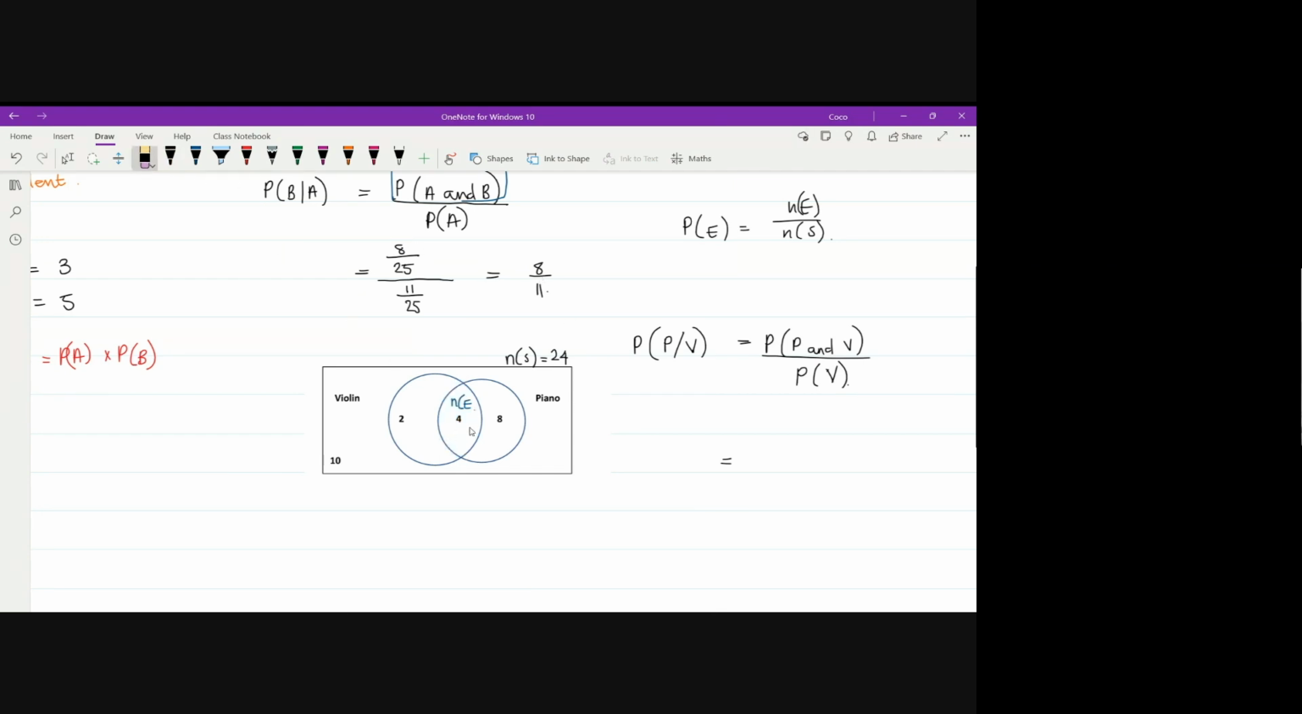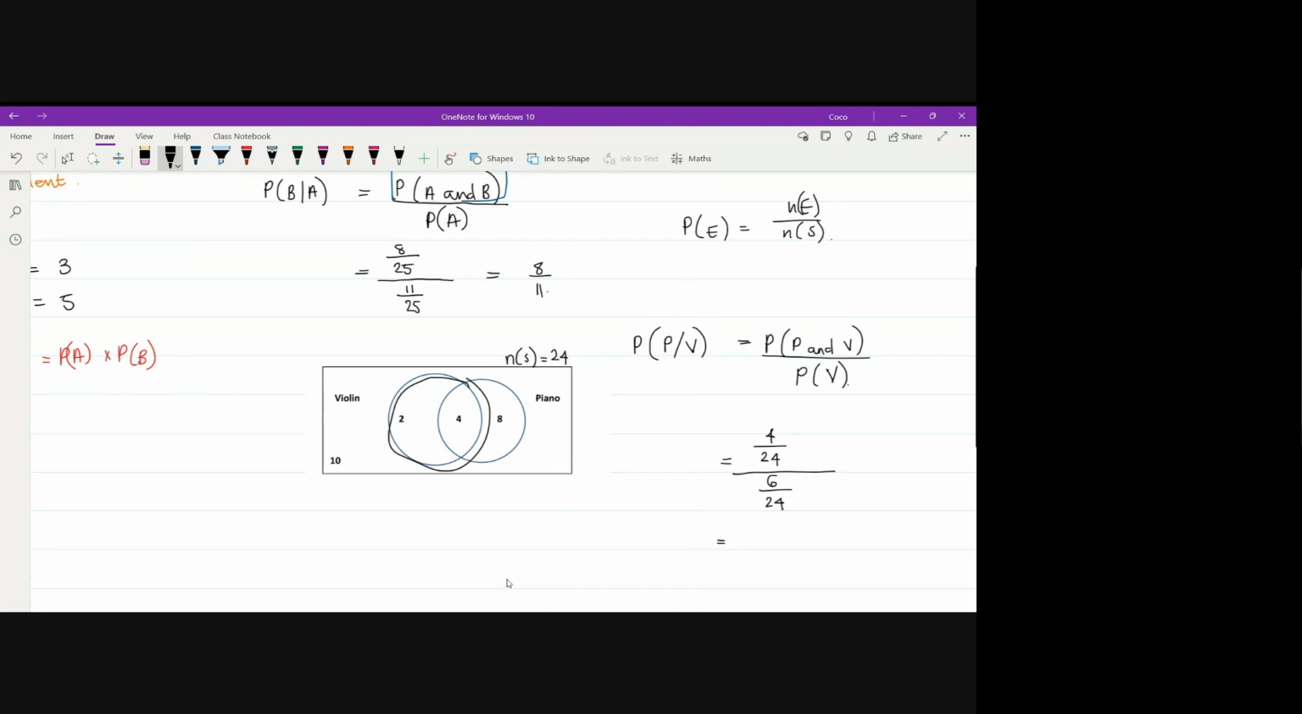Okay, let's have a look. I agree with Fortunate that the probability of piano and violin is going to be 4 over 24. And all of this must be over the probability of violin. So violin is 4 and 2 put together, that whole thing. So that's going to be 6 over 24, right? And if you punch that into a calculator, I'm getting 2 over 3.